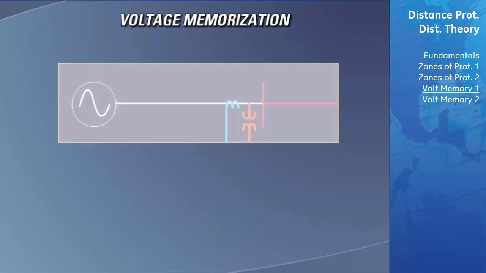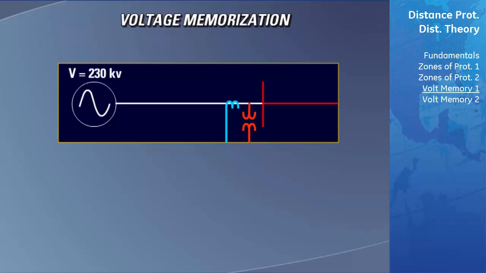The D60 implements the expansion Mho element by using a feature known as voltage memory polarization. We will use the following example to demonstrate what voltage memory polarization is and the effect it has on the shape of the Mho circle characteristic. The power system shown here has a source that is generating power at 230 kilovolts.